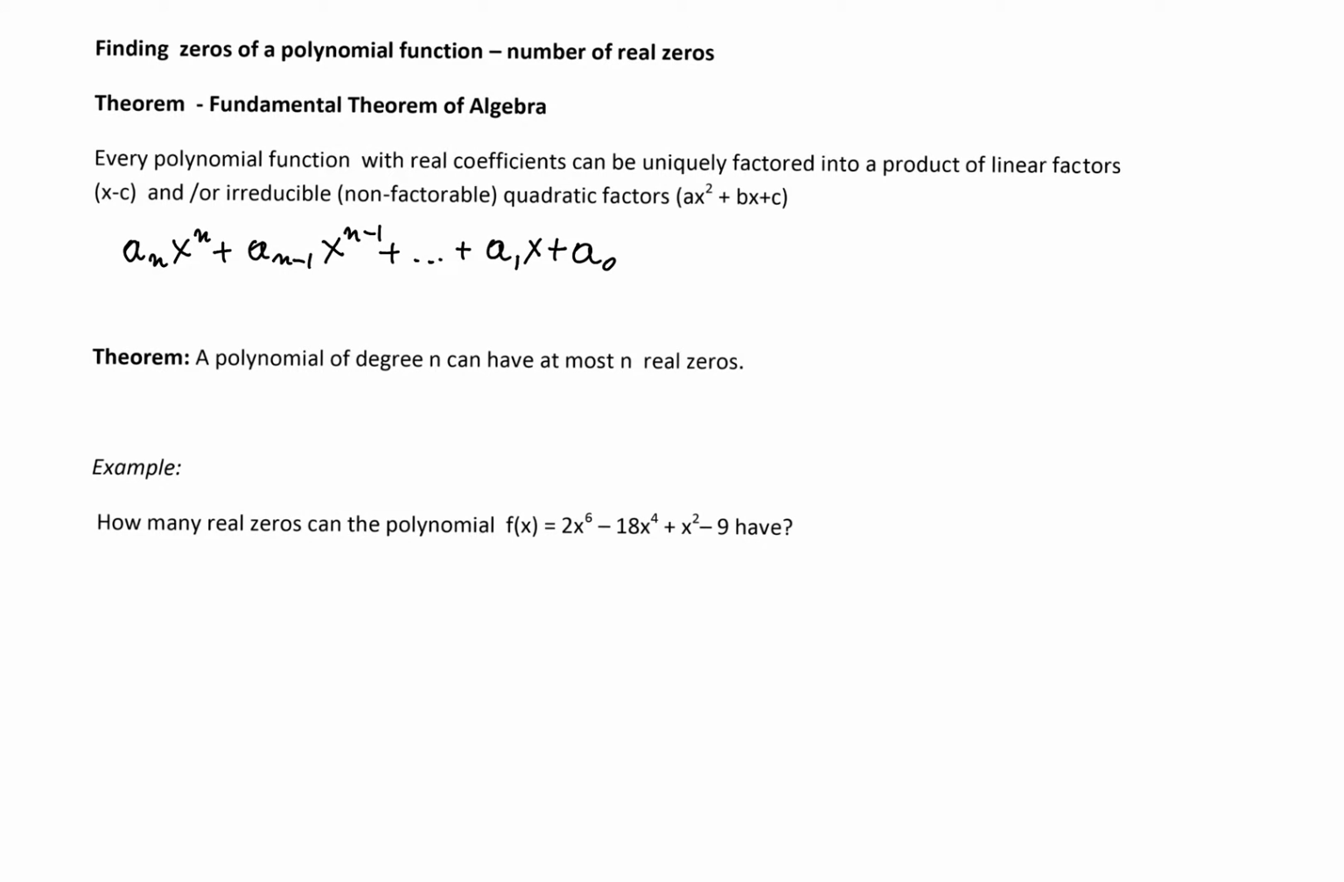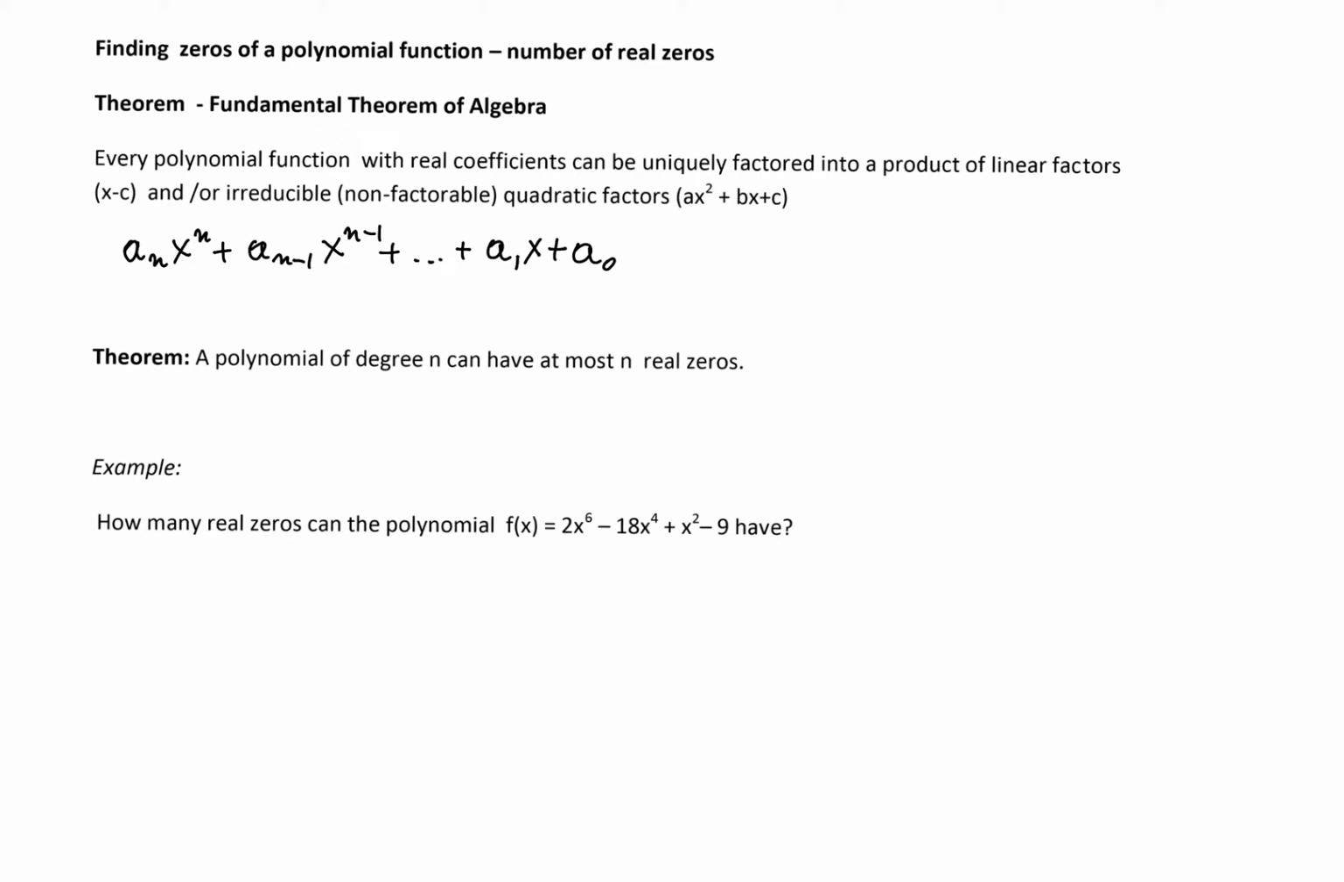One of the most important theorems of algebra is the fundamental theorem of algebra that says that every polynomial function with real coefficients can be uniquely factored into a product of linear factors, factors of the form x minus c, and irreducible quadratic factors. Irreducible means that those cannot be factored.